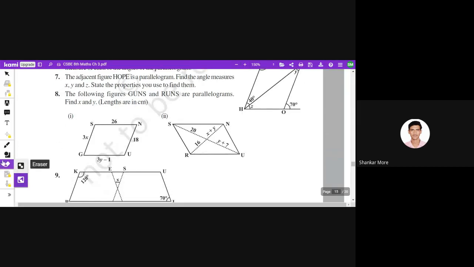Yeah. So the following figures, GUNS and RUNS, are parallelograms. So which one is GUNS? This one is GUNS, and this one is RUNS. Sorry, GUNS and RUNS are parallelograms. And then find x and y. So we have to find x and y.